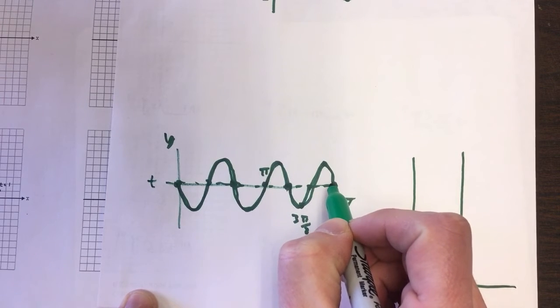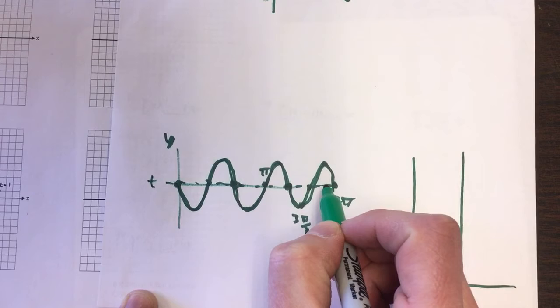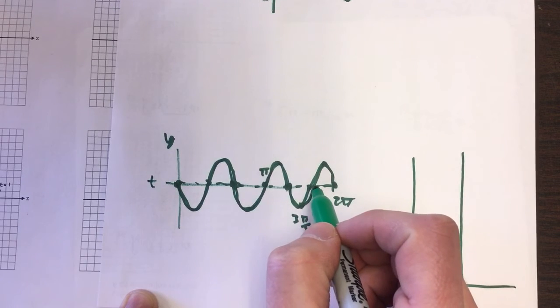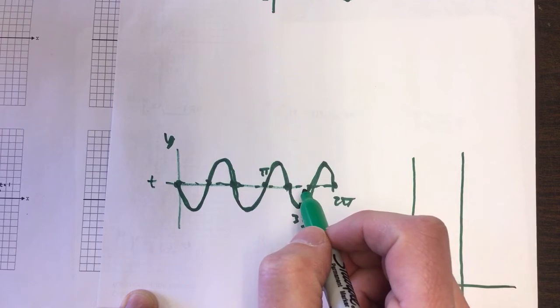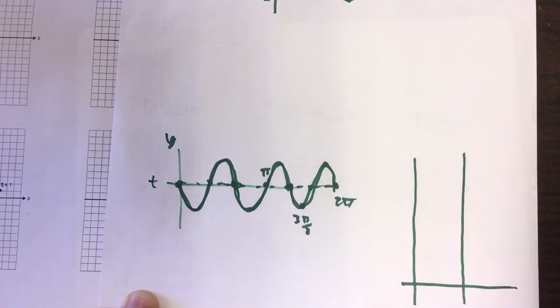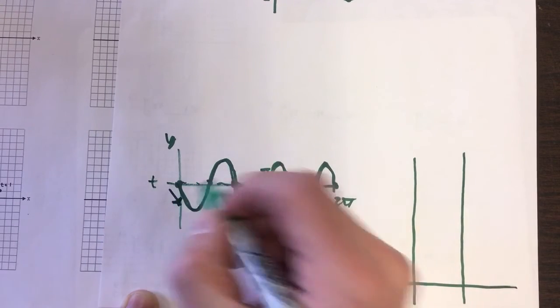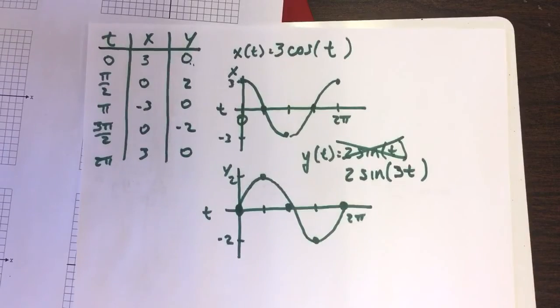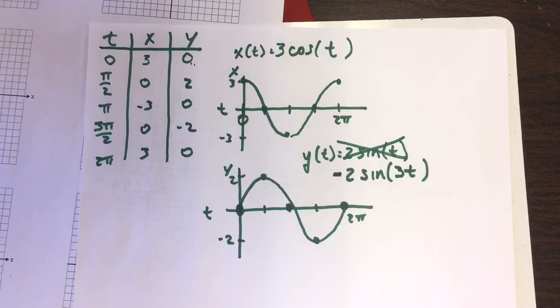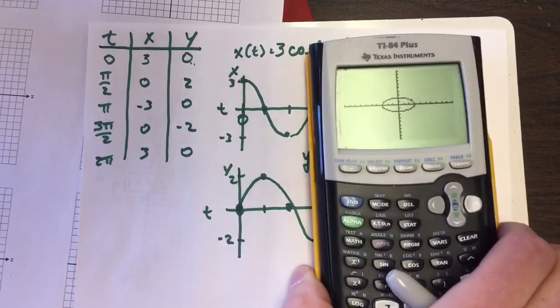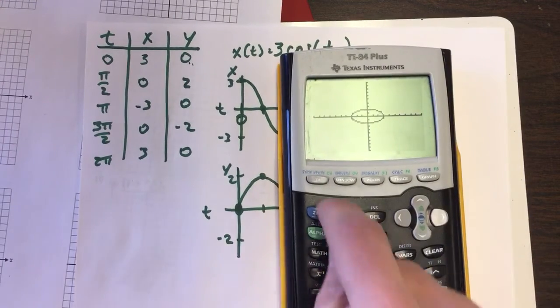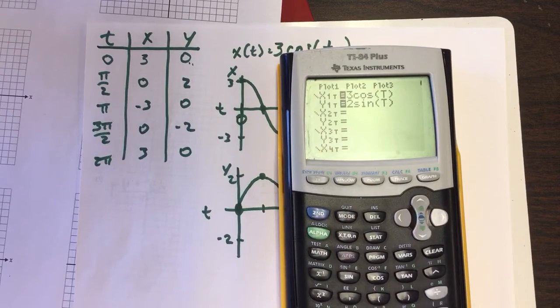There's one other thing we need to change. The x is fine. Where does sine start on a graph? It's negative. It should be at the top. We could use a phase shift, or we start going down. Negative. So I'm going to change the y. Negative 2 sine 3t.